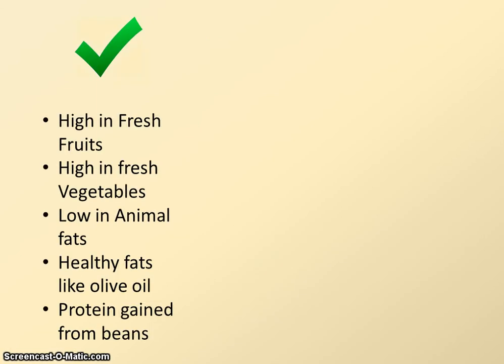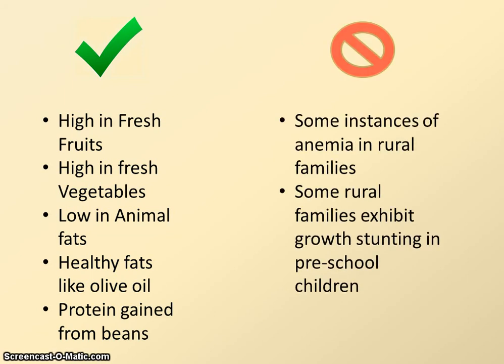From a nutritional standpoint, an Egyptian diet is remarkably complete. The heavy use of fresh fruits and vegetables and the lack of animal protein results in a diet that is lacking few key nutrients. Two things that do sometimes affect rural families are anemia and mild growth stunting in preschool children.